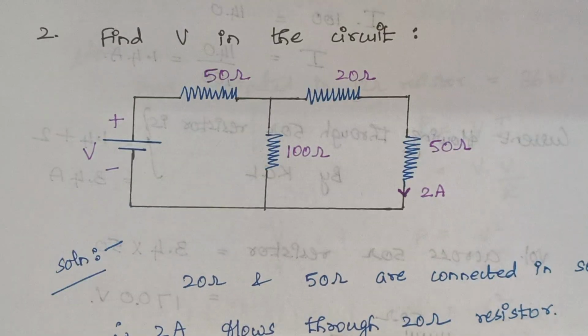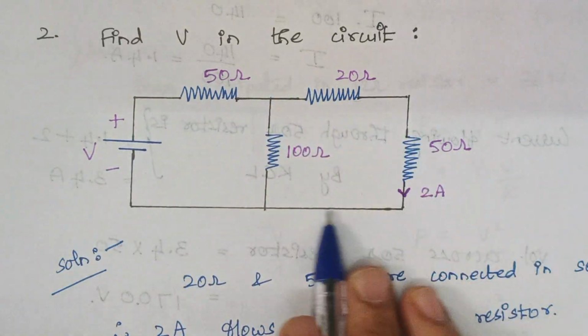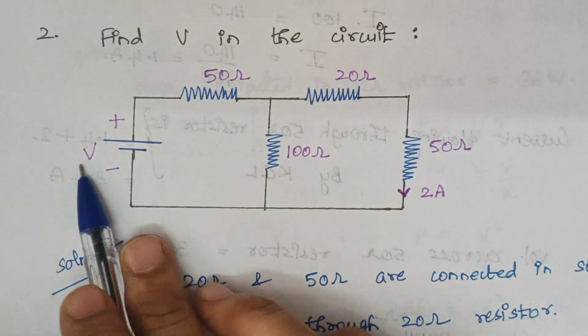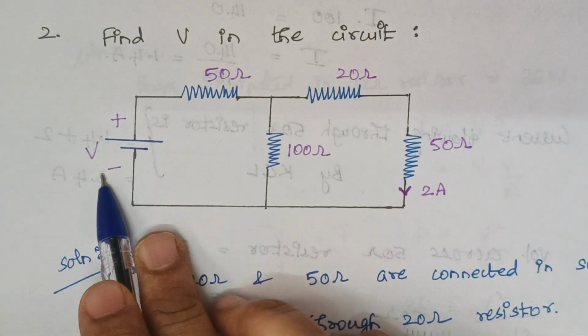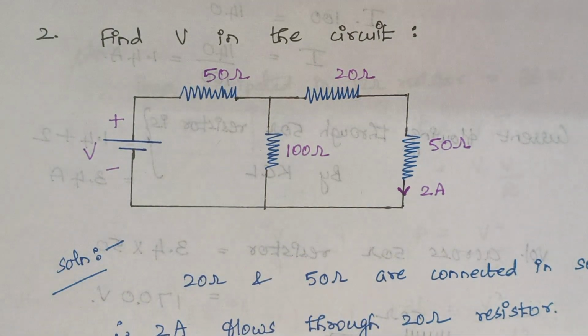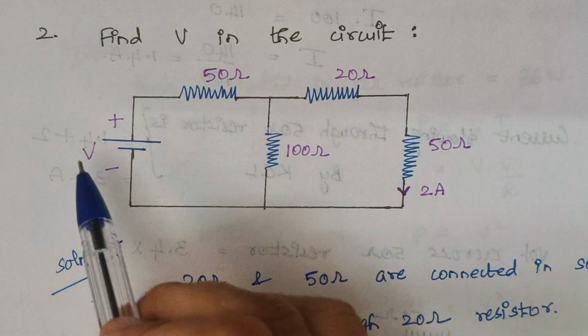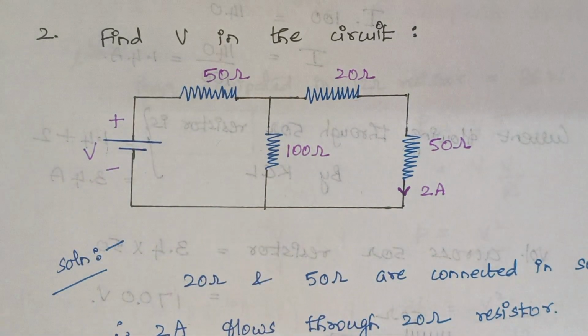Right. Now the second problem is: find V in the circuit. So this is the given circuit diagram and we are asked to calculate the value of V here. Right. So now the first thing is just look at the diagram and tell, are there any resistors which are connected in series? Before we proceed, you need to calculate the voltage here, right?